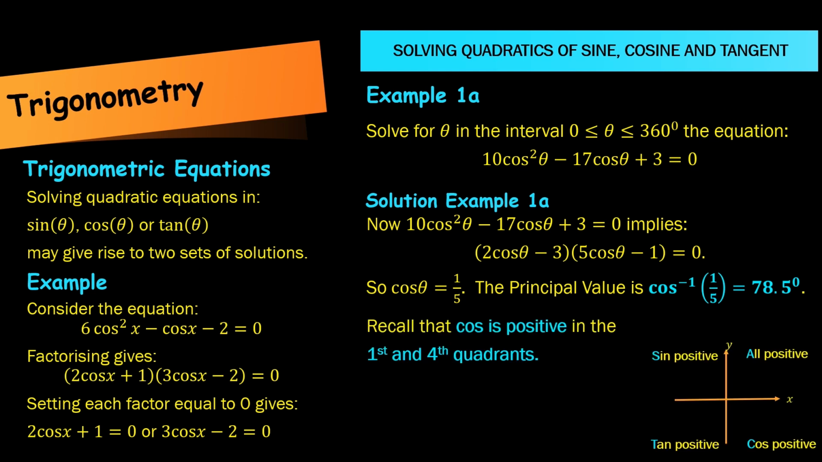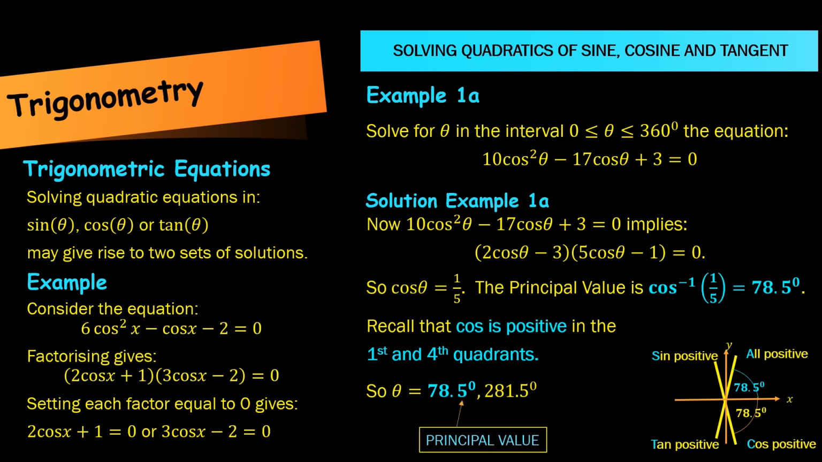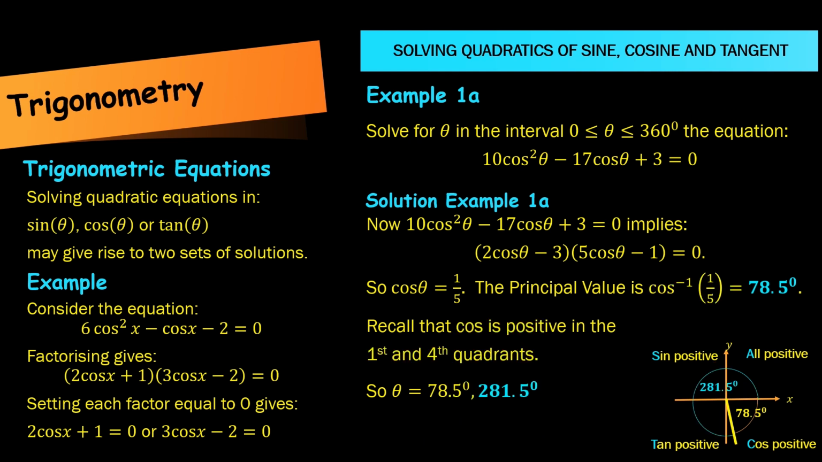Now, recall that cos is positive in the first and fourth quadrants, as you can see from the cast diagram. So cos of the angle is either in this quadrant, the first one, as you can see, or the fourth one. So theta equals 78.5 degrees, which is the principal value, or 281.5 degrees, which is 360 degrees minus 78.5 degrees.